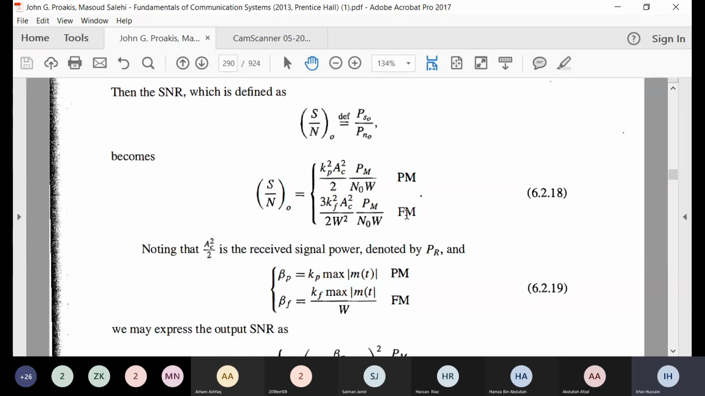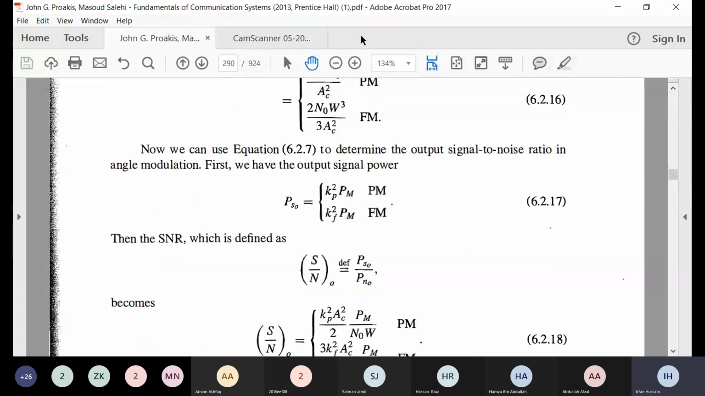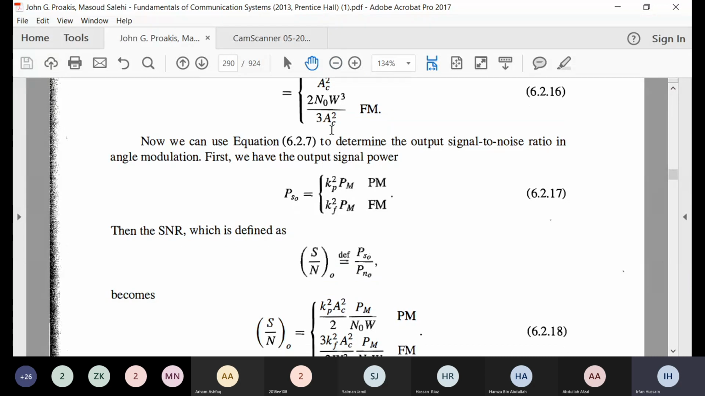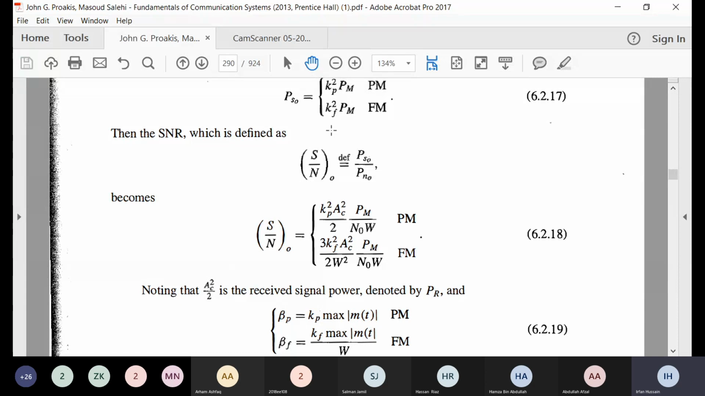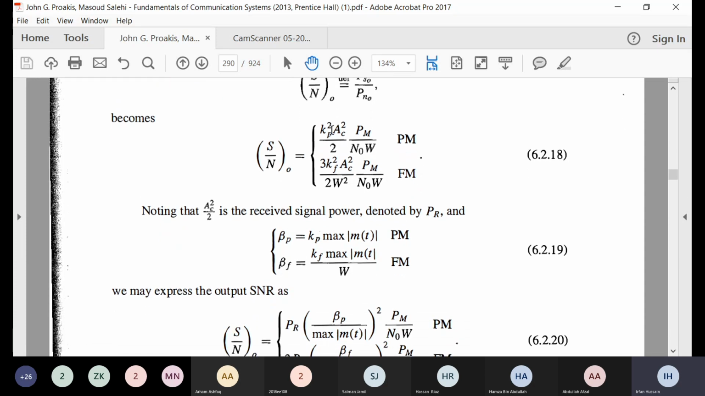Similarly for FM, you have again this Kf square P_M as the signal, and this will be divided by 2W cube N0, divided by 3AC square, which will actually go into the numerator. As you can see, 3AC square will go into the numerator. So now the signal to noise ratio at the output of your receiver, your demodulator and then the low pass filter, this will be the signal to noise ratio. The answer is so, but we will be trying to look at different manipulations of the same signal.